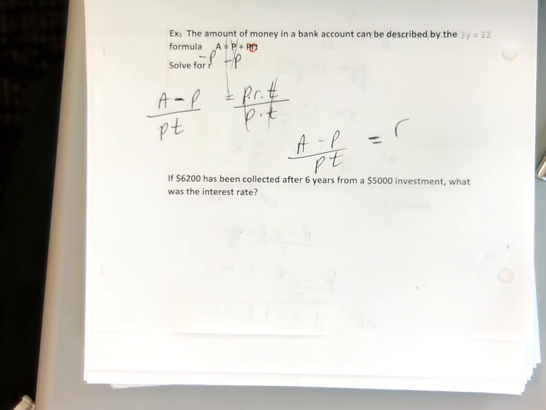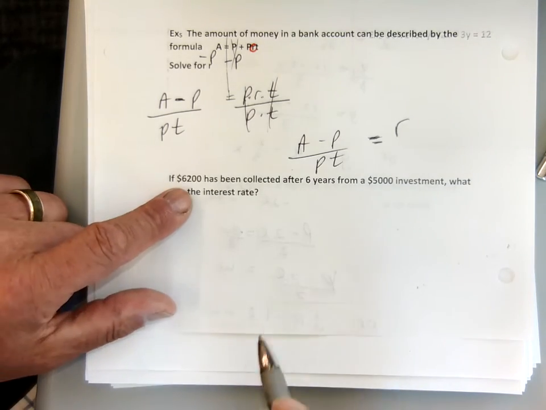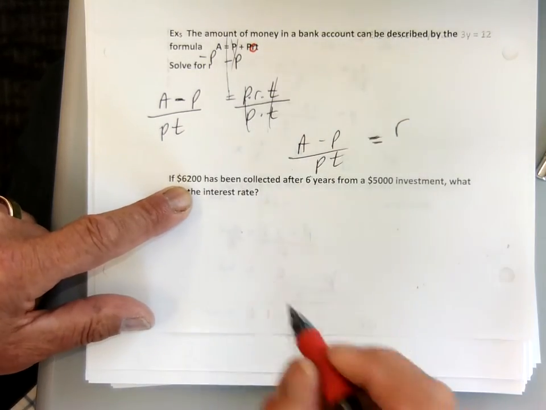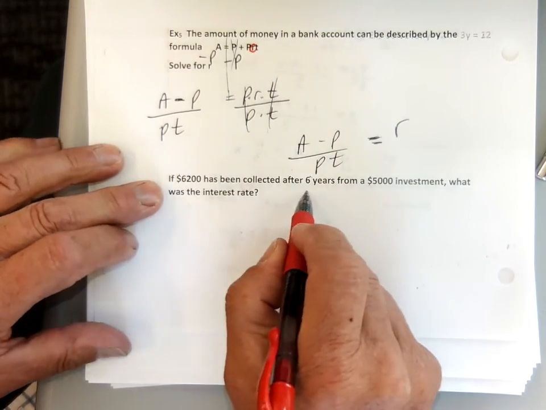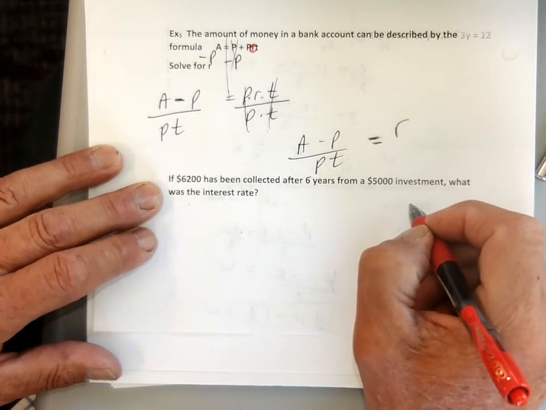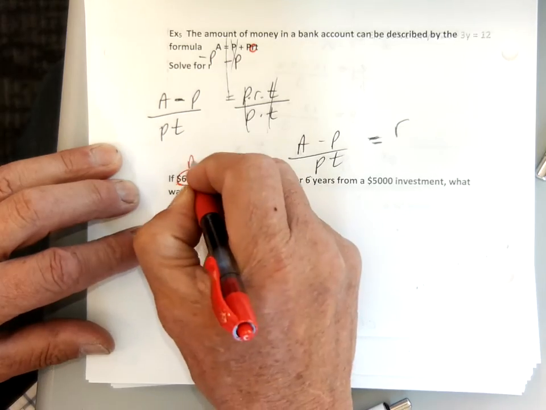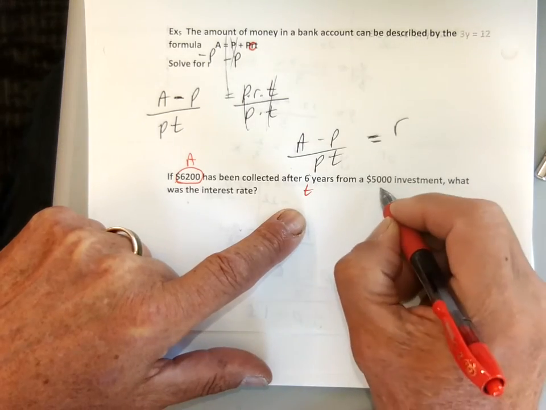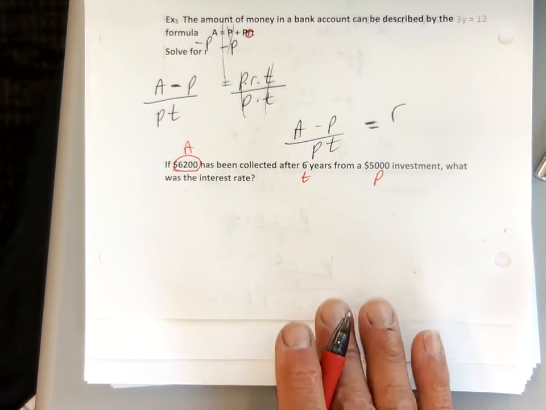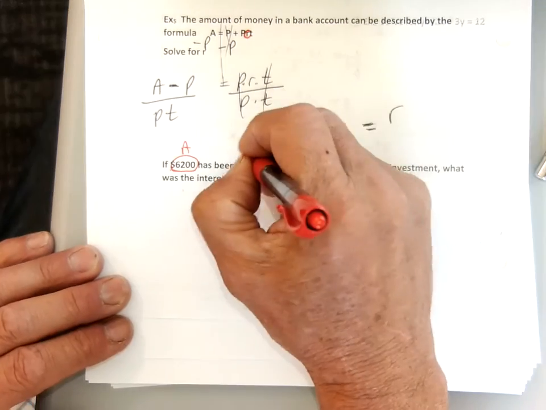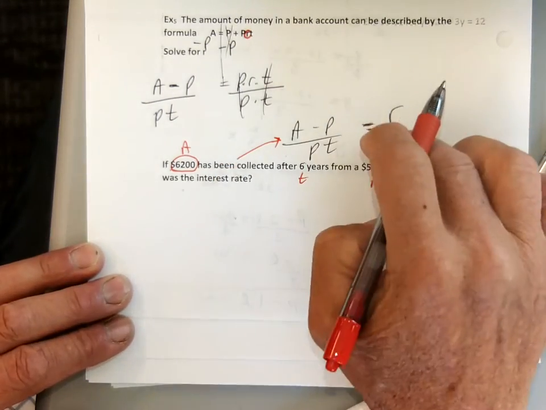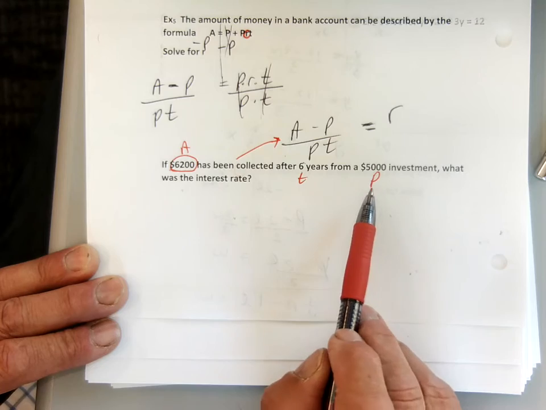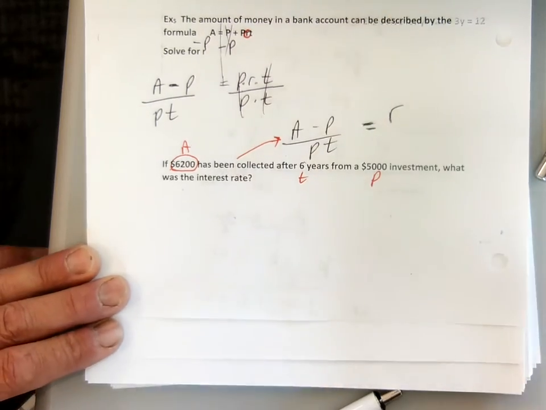All right. Now, we can use this formula. What we can do is put 6 years in for T. If $6,200 had been collected after 6 years from a $5,000 investment, that would be the total amount, so that goes in for A. The 6 goes in for T, and the 5,000 goes in for P, my original investment. So I'll be able to find out what the interest rate is. We're going to put 6,200 in for A, 6 in for T, and the 5,000 in for both P's.